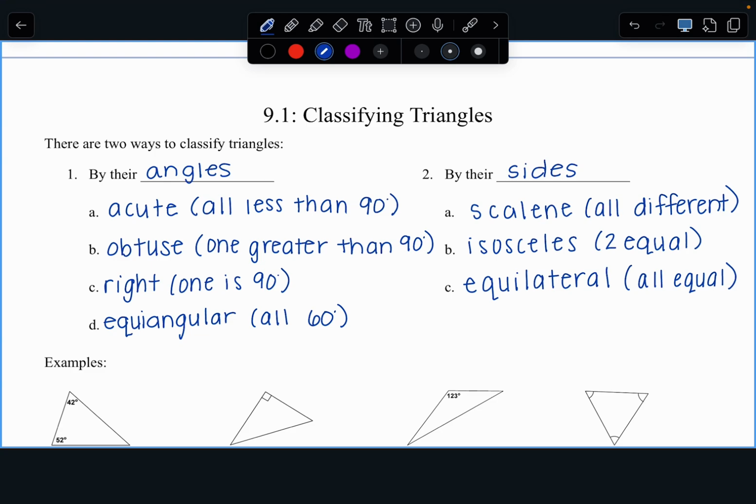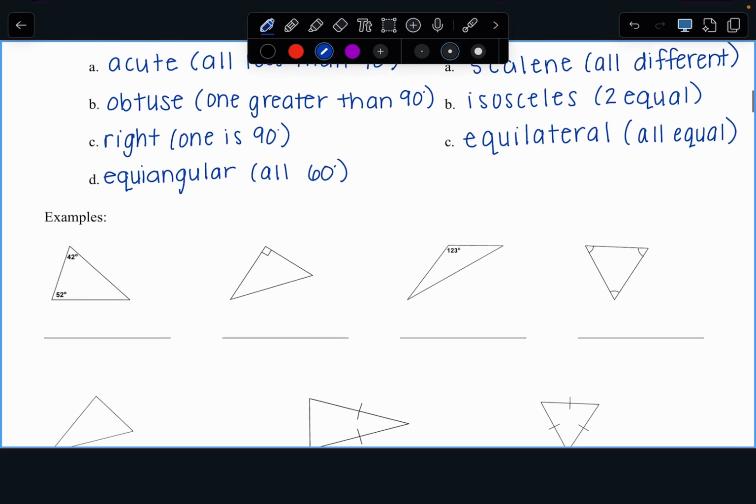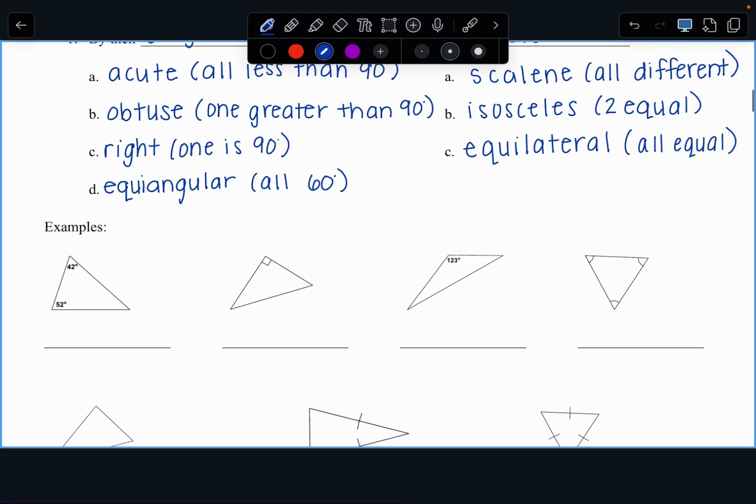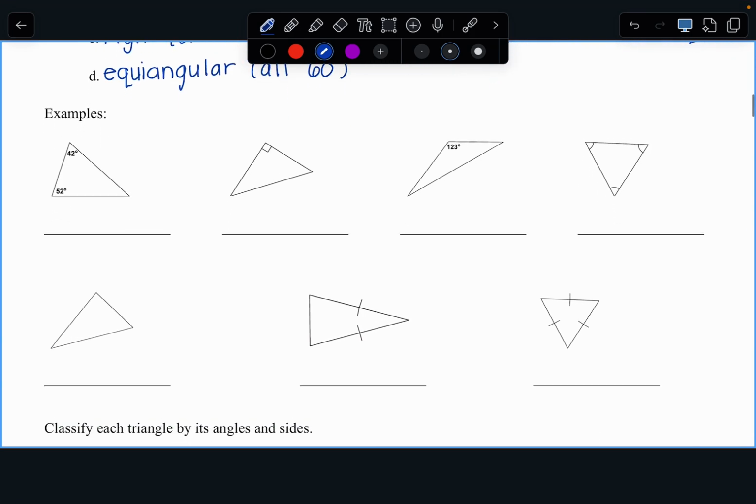What is DC? Equiangular. All are 60 degrees. How do you spell equiangular? E-Q-U-I-A-N-G-U-L-A-R. So let's try to label these by whatever way we can. So each of these images.